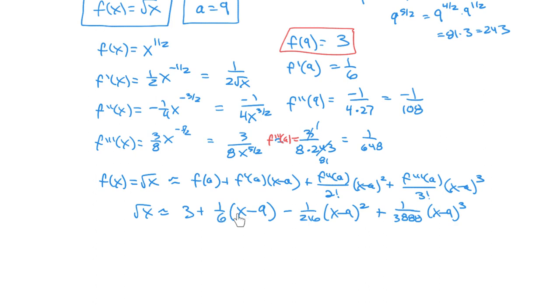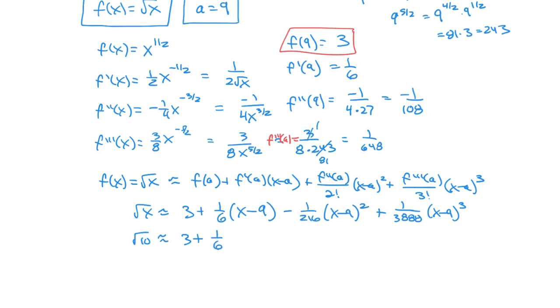So if we're around 9, we might get a decent approximation. And we wanted to approximate the square root of 10, so we're close to 9. So we should get a decent approximation. So let's see what we get. Using this one, we'll say the square root of 10 is approximately equal to 3 plus. Now all I'm going to do is plug in 10 for all the x's, right? Plug in a 10, a 10, and a 10. So this one ends up being kind of easy.